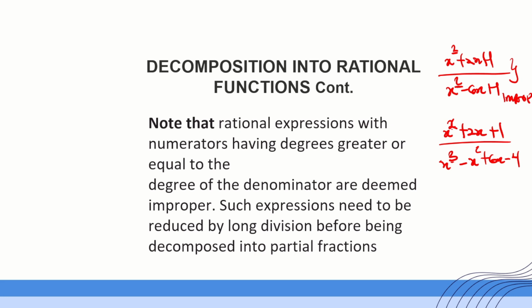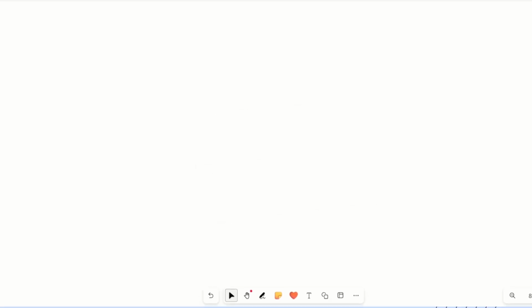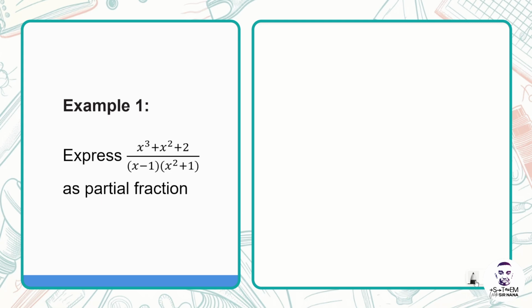So let's consider this example. The example says: express x cubed plus x squared plus 2 all over x minus 1, x squared plus 1 as partial fractions. So let's consider how we can solve this question. The question given to us is that we have to express x cubed plus x squared plus 2 all over x minus 1, and then x squared plus 1.